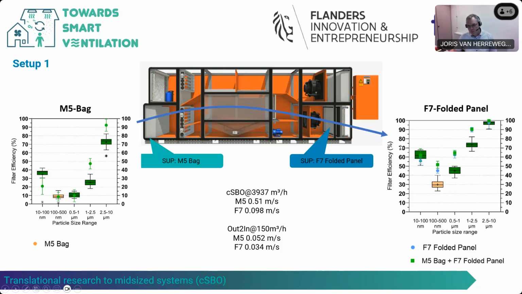If we're looking at the combined efficiency of the M5 and the F7 filter, we see only a marginal increase in efficiency. But this is logical since this coarse filter is mainly affecting larger particles and is mainly there to protect the system and this fine filter.